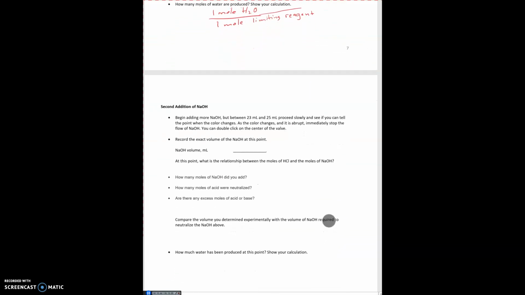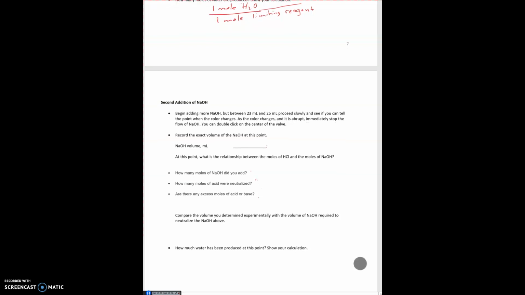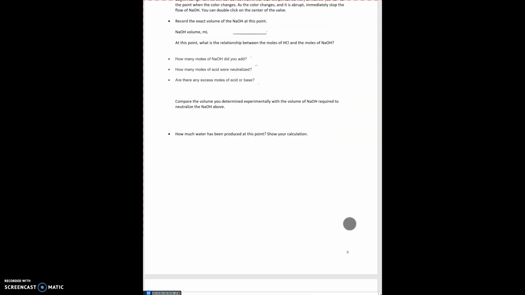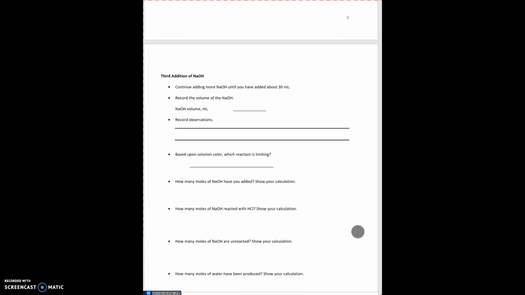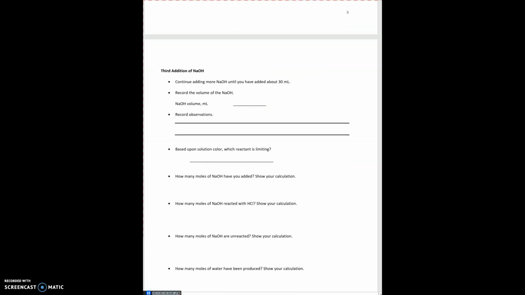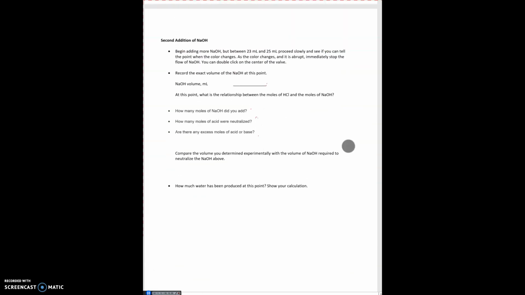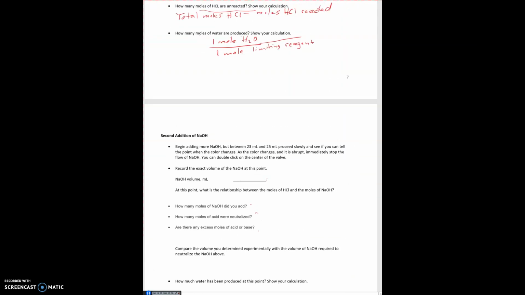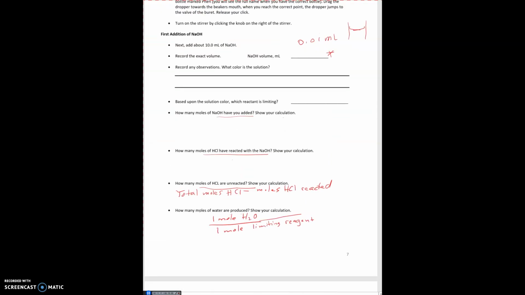You always have to use the limiting reagent for the calculations, but that's your mole ratio. And then you'll continue similar calculations. What's the volume on the burette? How many moles of sodium hydroxide? How many moles of acid? How many is there in excess? And the calculations will be the same all the way through, except on the third addition, sodium hydroxide should be in excess and HCl limiting. So you should be able to calculate these by following your steps and carefully thinking through what this calculation is.